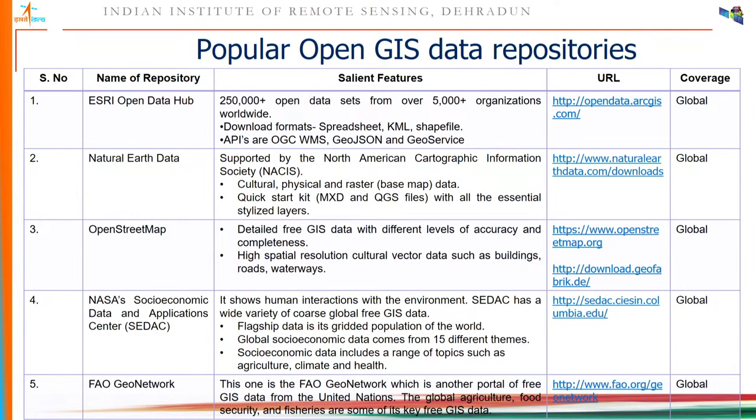OpenStreetMap I already discussed. That time I was discussing their website from where you can get access to the data. But here, if you are looking for the actual download of these data products, they offer free GIS data with different levels of accuracy and completeness. The high spatial resolution cultural vector data such as buildings, roads, waterways, they have around 250 plus map features, or what I can say map layers you can basically generate from these OpenStreetMap data products.